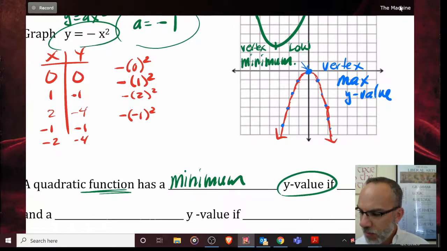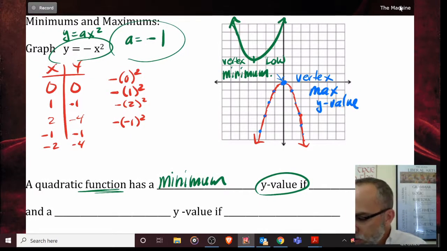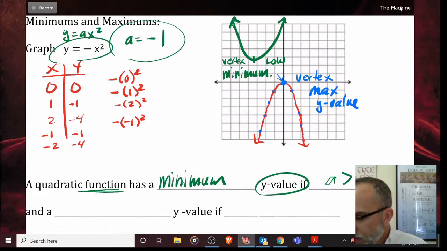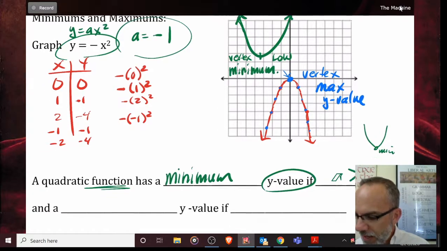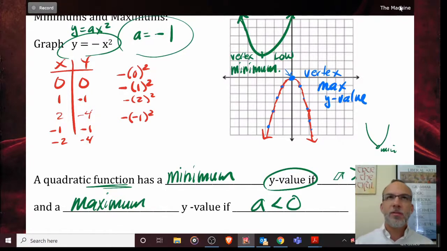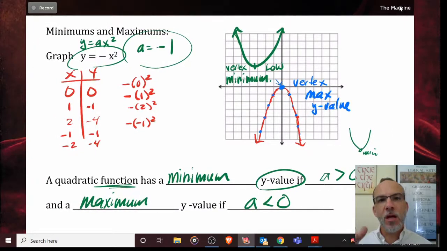A quadratic function has a minimum y value if the a, which is the coefficient on the x squared term, is greater than 0, because if it opens up, it has a minimum. And a maximum y value if a is less than 0. If a is equal to 0, it's not quadratic. It's maybe a line or something like that. So you can have parabolas that open up and down. How do you tell? The sign on the x squared term tells you. If it's positive, it opens up. If it's negative, it opens down. And that determines whether you have maximums or minimums.